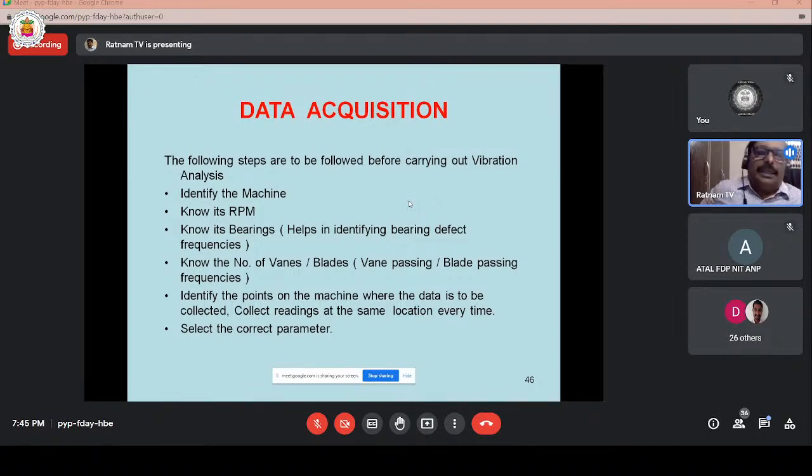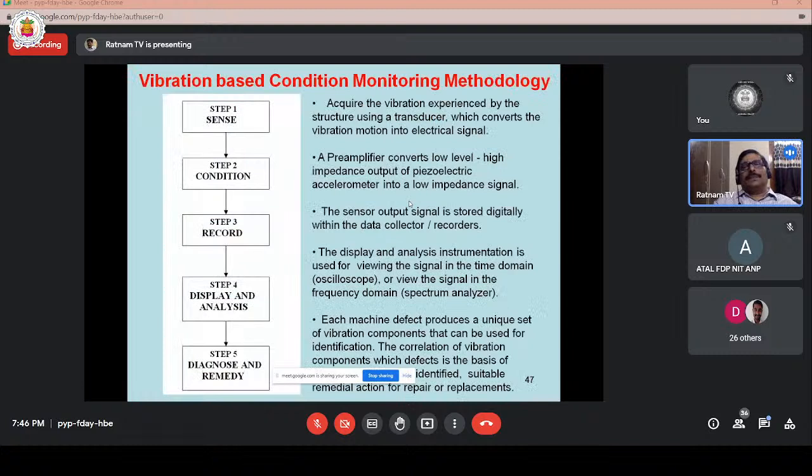Note whether it is belt driven, what type of bearings are used, and if it is a fan, how many blades, or for pump impellers, the number of vanes. All these parameters are to be noted down before acquiring the vibration data. These readings are useful in diagnosing faults after collecting and analyzing the data. These parameters are very useful for identifying the proper fault.